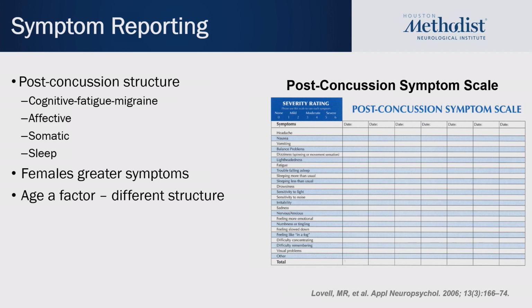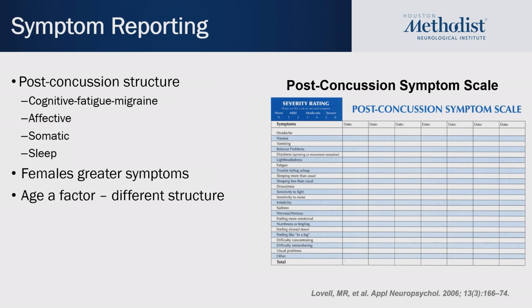My recommendation is you send them home with the sheet and give them specific dates to fill this out. This way you can track them over time in between clinic visits. It's a very nice, helpful way of looking at it. It also allows you to look at the constellation of symptoms. What we see after a concussion is there are 4 different areas where symptoms cluster. There's this cognitive fatigue headache pattern, affective, so mood, depression, anxiety, irritability. Somatic would be the headache, dizziness, light sensitivity, sound sensitivity, and then obviously there's the sleep component.